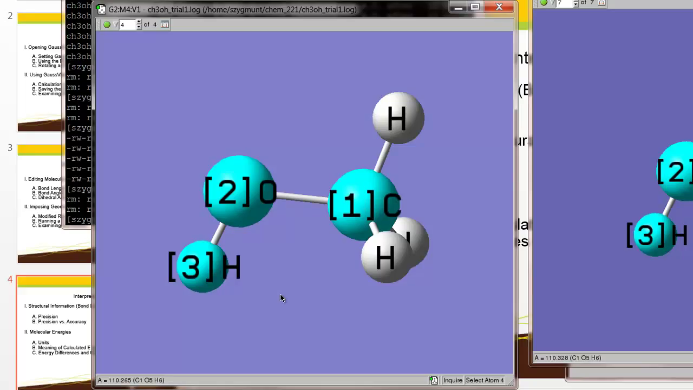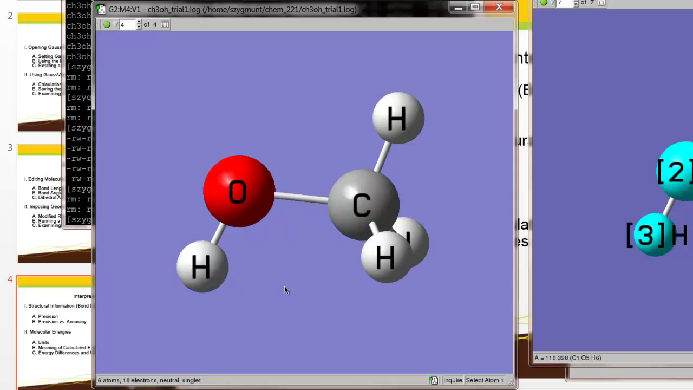All I'm trying to get across is the idea that you should be very careful when interpreting bond lengths and bond angles, and realize that there is some lack of precision, some uncertainty in the values that is strictly a numerical uncertainty because of the way that the program runs the calculation.